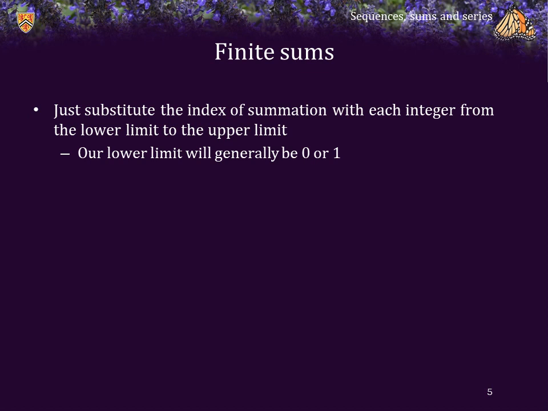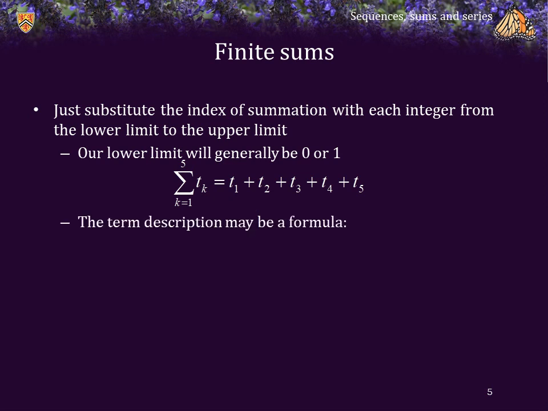Now, our lower limit in engineering is almost always going to be 0 or 1, basically the time that the system is being turned on. So for example, this sum here simply represents T1 plus T2 all the way up to adding T5. Now, more specifically actually, the term description may be a formula rather than just an arbitrary T sub k.